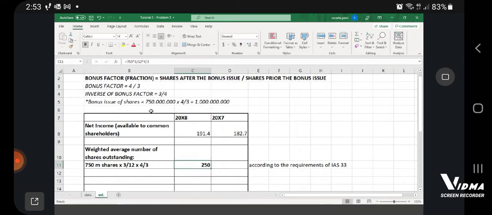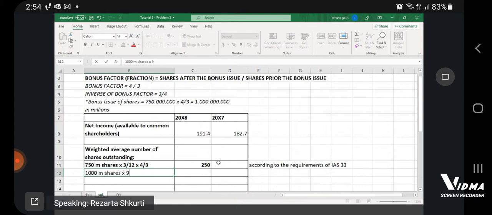Here we have 250,000. All the data in this table is represented in millions, okay? Then to calculate the weighted average number of shares outstanding, of course we need to take into account the rest of the year. For the rest of the year we have 1,000 million shares and they have been outstanding, or in issue, for 9 out of 12 months. No need to take into account any bonus factor over there, okay?